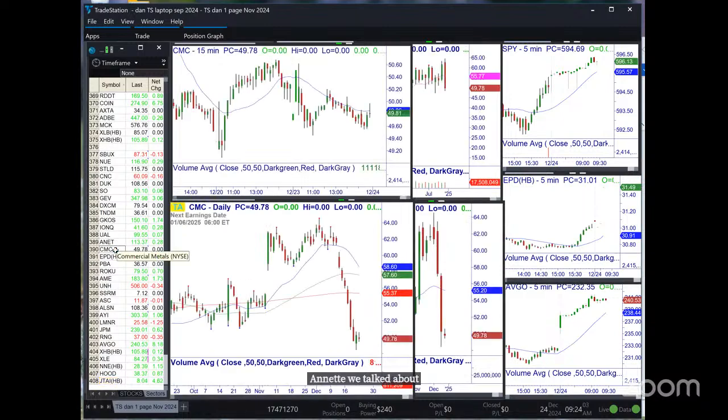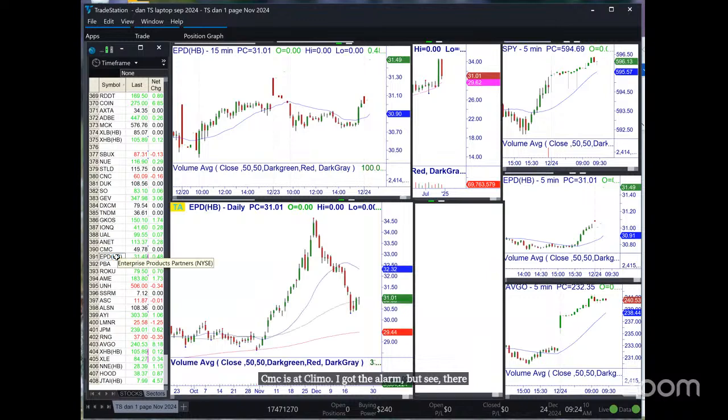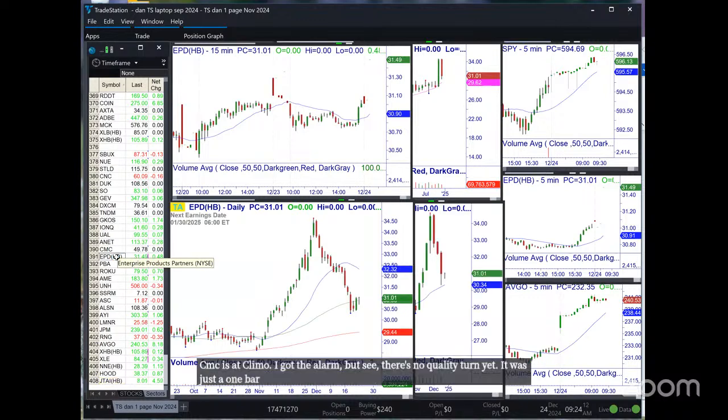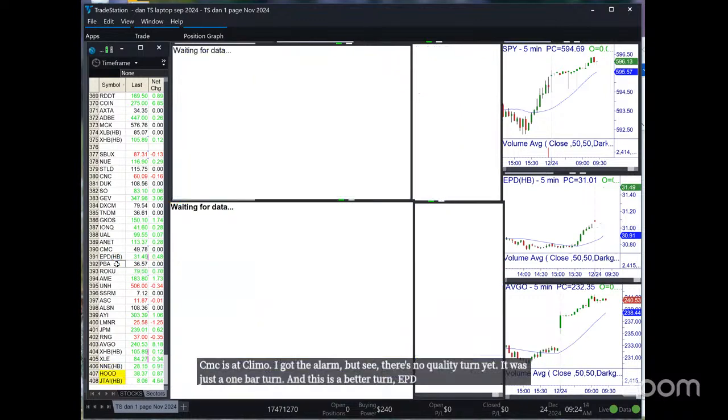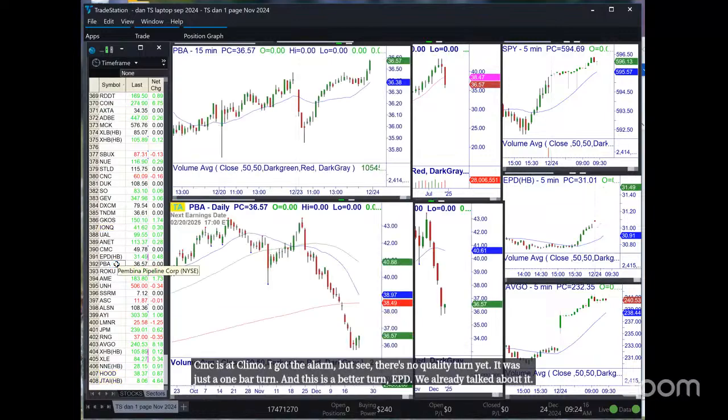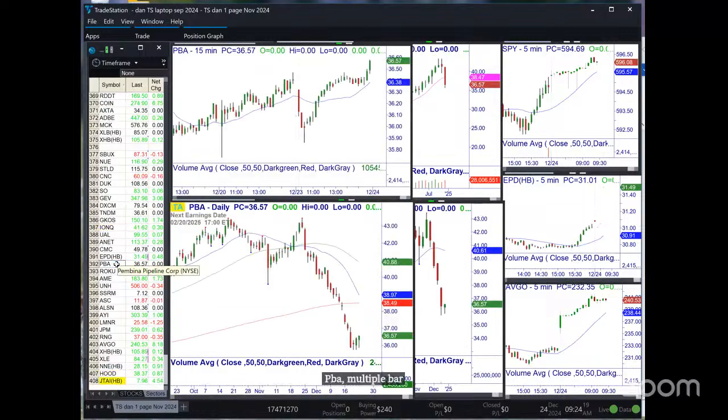CMC is a Climo. I got the alarm, but see, there's no quality turn yet. It was just a 1 bar turn, and this is a better turn. EPD, we already talked about it. PBA, multiple bar turn. We actually entered this one yesterday.